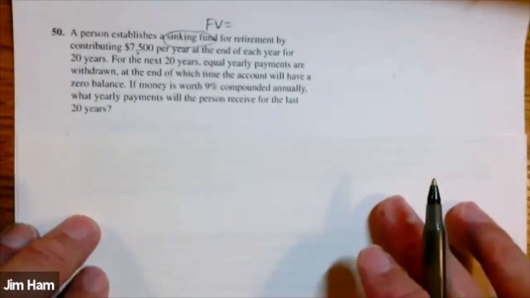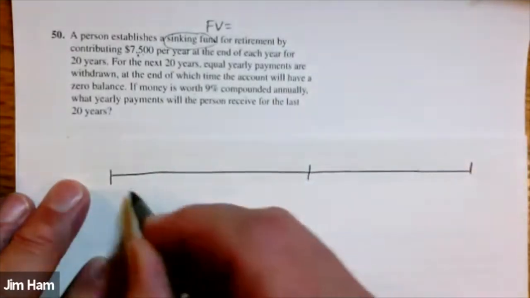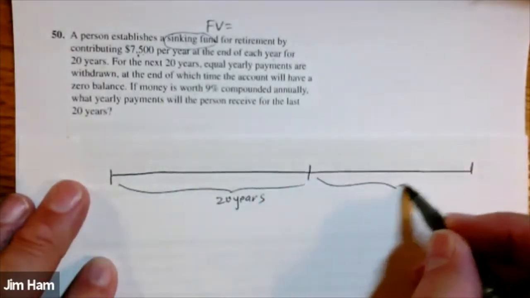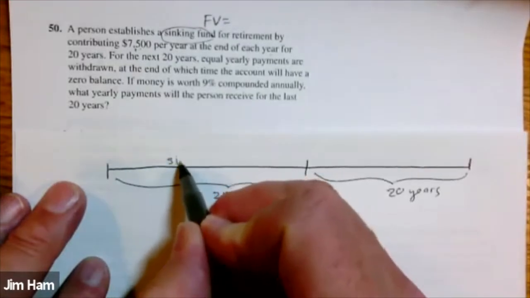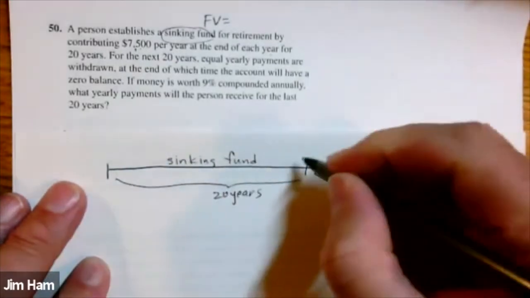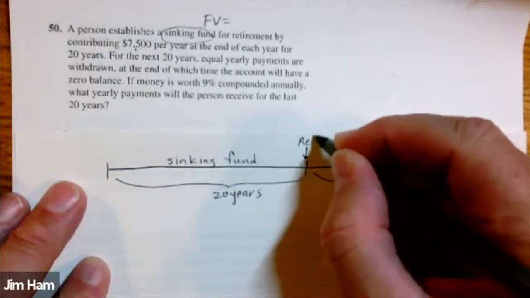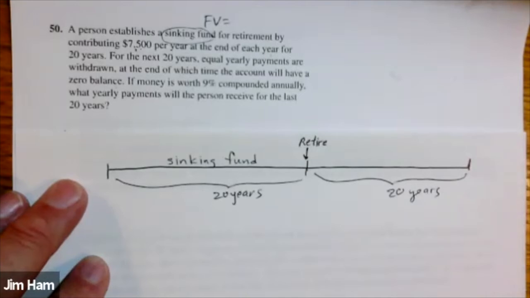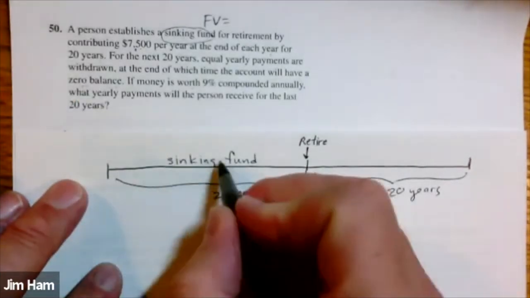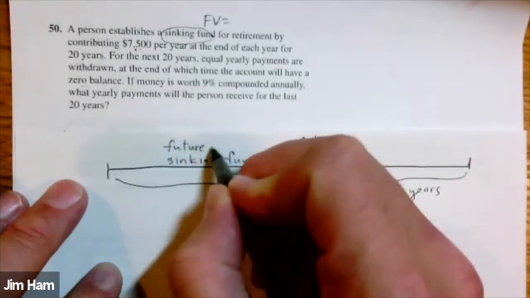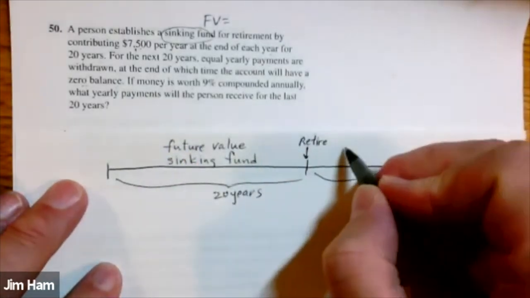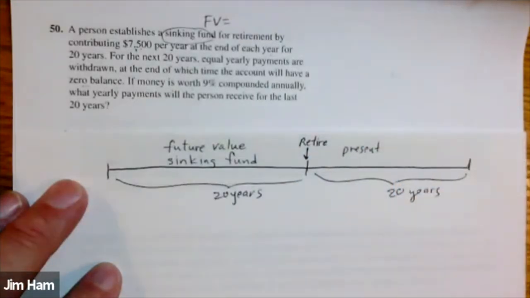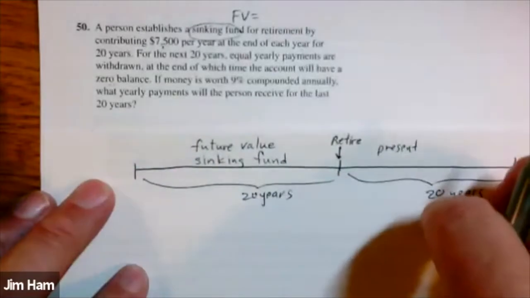All right, so this represents a 40-year period. We've got 20 years, and then we have the last 20 years. So in the first 20 years, this is where the sinking fund occurs. And then after that 20 years, they retire. And for the 20 years that remain after that, they're going to do what we did in that previous problem, which is they're going to start an annuity and pay themselves until it's zero. So the sinking fund is a future value problem, and the annuity is a present value problem. And since one's a future value and one's a present value, you can't use the TVM solver once. You've got to use it twice to answer both pieces of this.